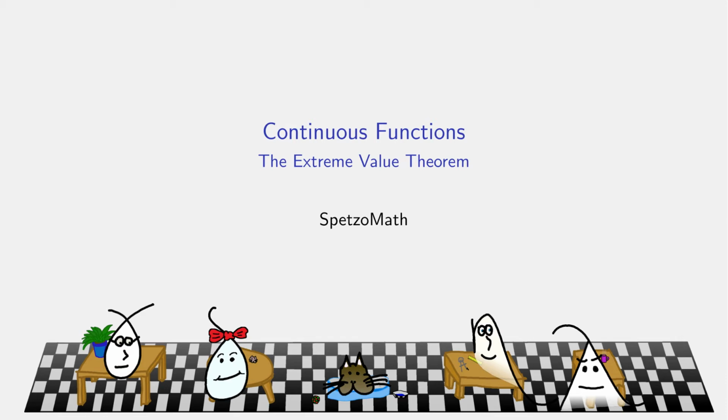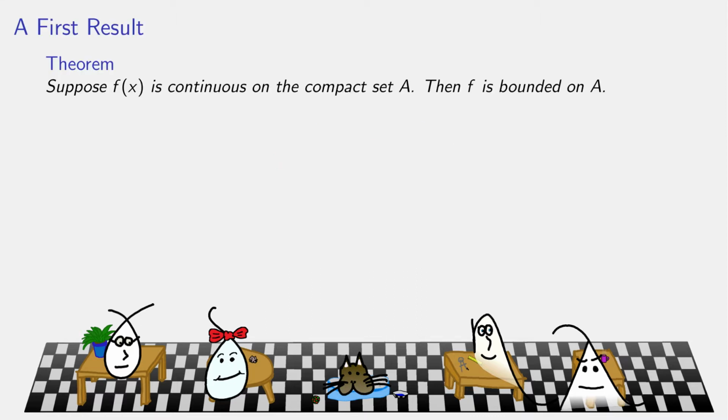It's time to talk about the extreme value theorem. Well, before we can talk about the really amusingly named extreme value theorem, we're going to talk about this little result first. Suppose f of x is a continuous function on a compact set A. Then f is bounded on A. In other words, its range is bounded on A. Now remember that a compact set in the real numbers is closed and bounded.